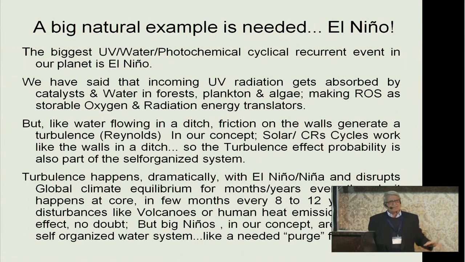Well, this is the basis of our process, but we want to give an example. This is still a mutant hypothesis, right? The biggest UV photochemical cyclical recurrent event on our planet is El Niño. We had a tremendous Niño in February this year. We have said that incoming UV radiation gets absorbed by catalysts and water in forests, plankton, and algae, making reactive oxygen species that act as oxygen capturers, right?